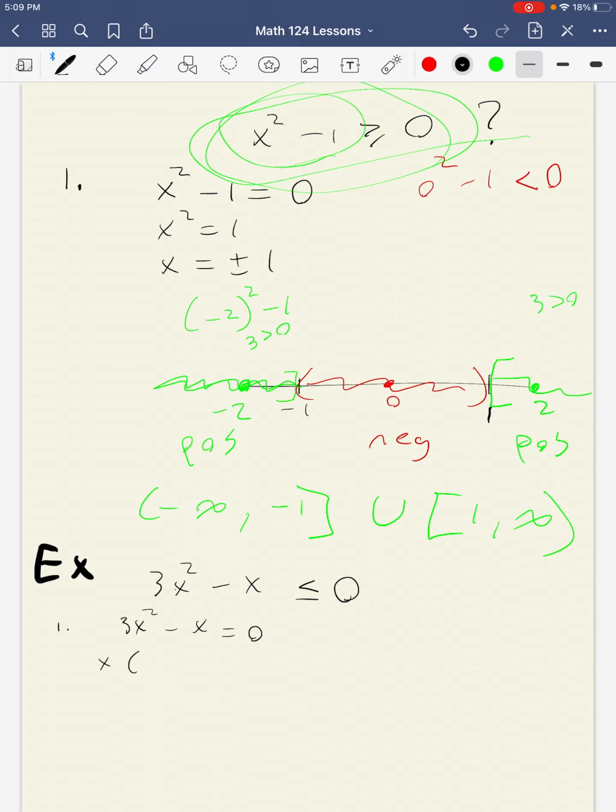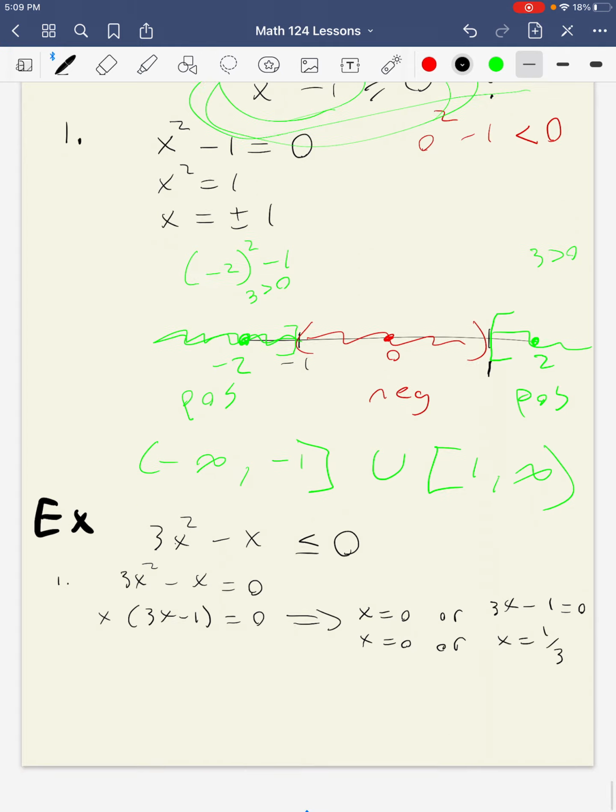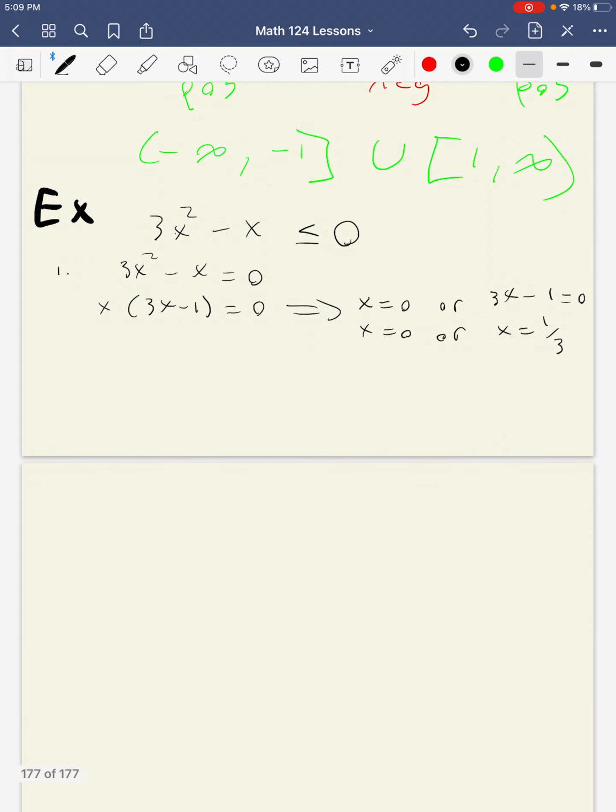And we could factor an x out of this, leaving us with 3x minus 1. So this tells us either x equals 0 or 3x minus 1 equals 0. So that is x is either 0 or x is 1/3. Okay, so we could plot those points. This is when x is 0, this is when x is 1/3.